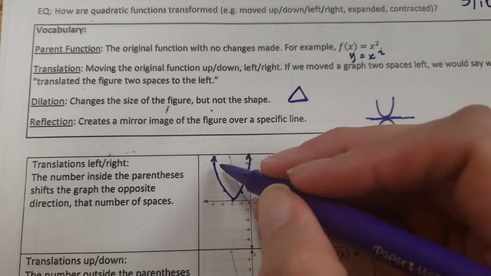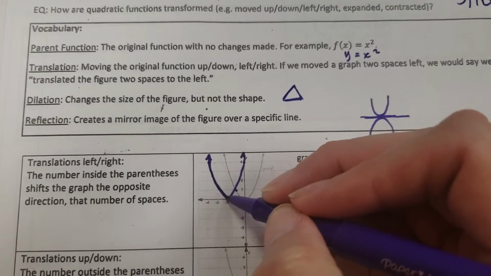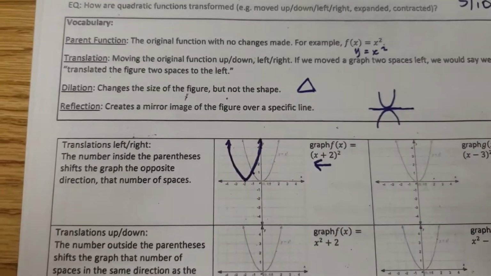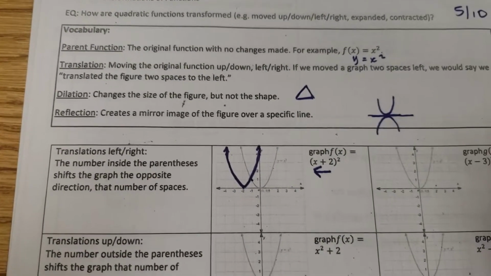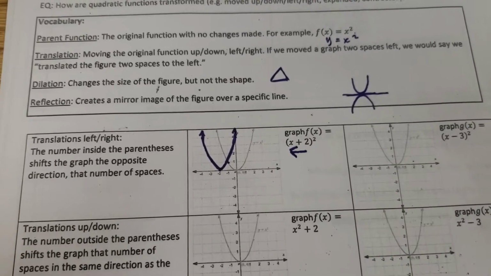Now I realize my graph's not perfect, but the overall size and shape of the graph hasn't changed. It's just its position on the coordinate plane that's changed.